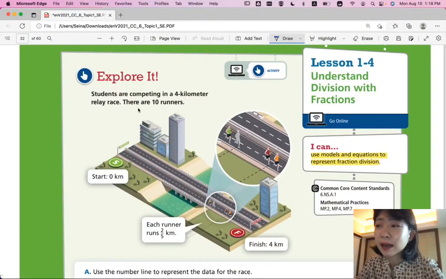Hi guys, this is Math 6, Lesson 1-4, Understand Division with Fractions. In this lesson, we'll be able to use models and equations to represent fraction division. Let's look at Explore It.